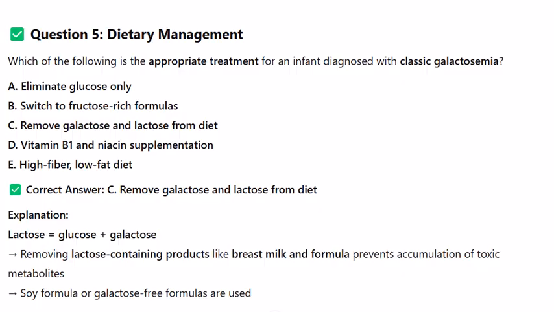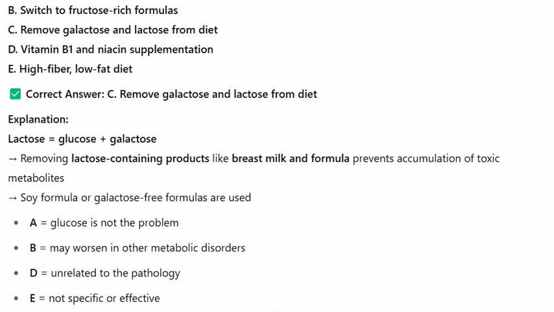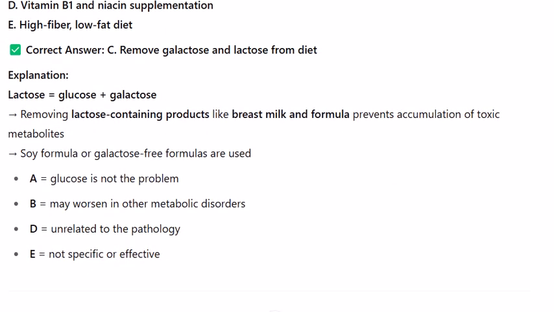Remove galactose and lactose from diet. Explanation: lactose equals glucose plus galactose. Removing lactose-containing products like breast milk and formula prevents accumulation of toxic metabolites. Soy formula or galactose-free formulas are used.